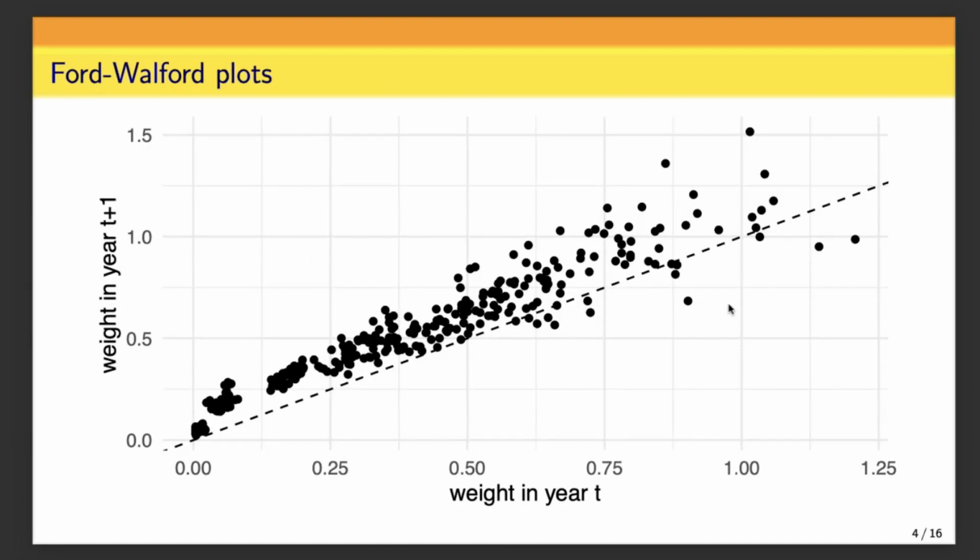One way of looking at this that's been done historically is these Ford-Walford plots. The x-axis is weight in year t, and the y-axis is weight in year t plus 1. This dotted line is the 1-to-1 line, which means they're staying the same size. People in the past have used this to estimate what L infinity would be just by eye. You can assume the L infinity is where they reach stasis.